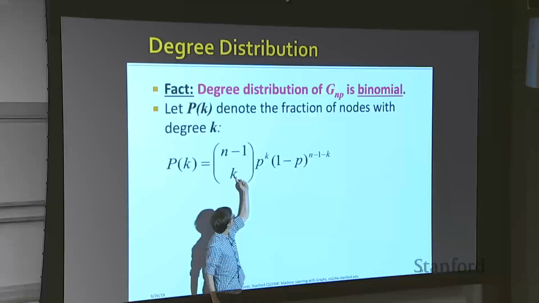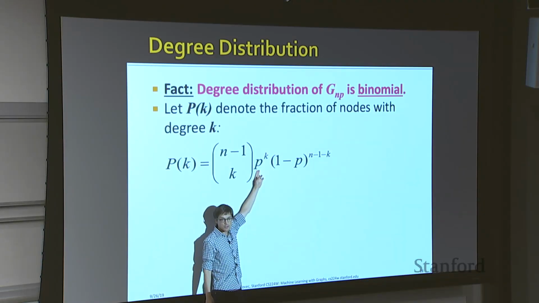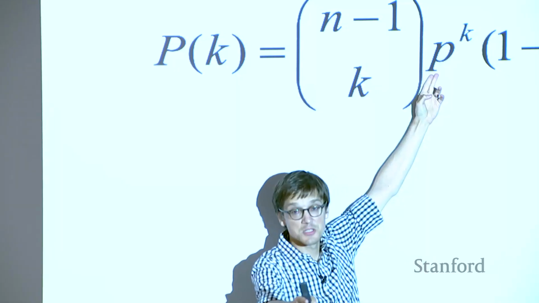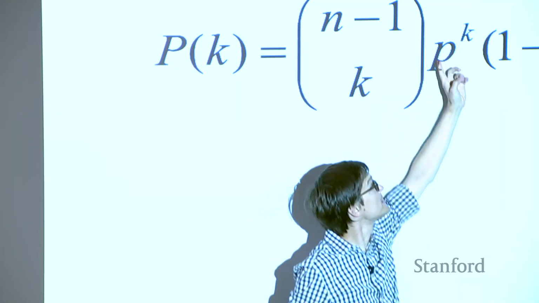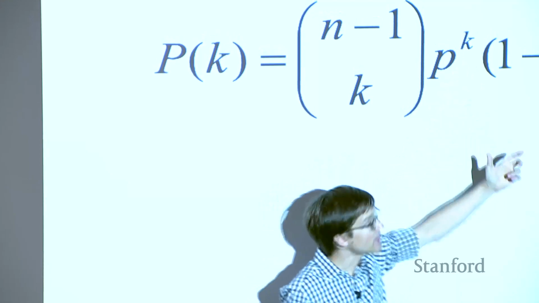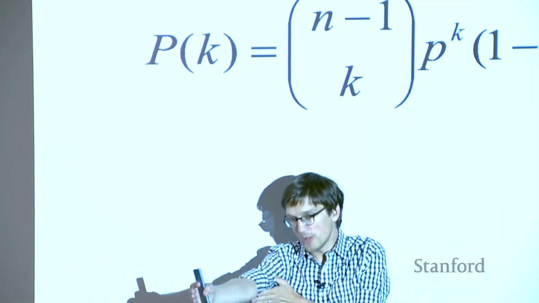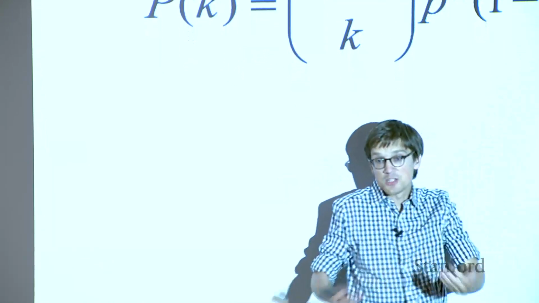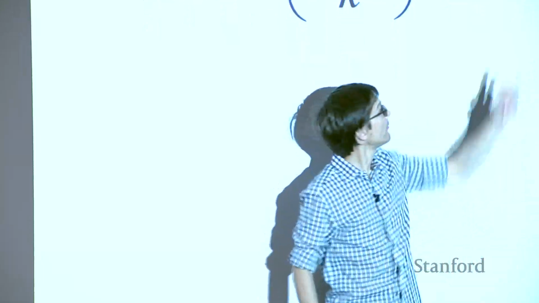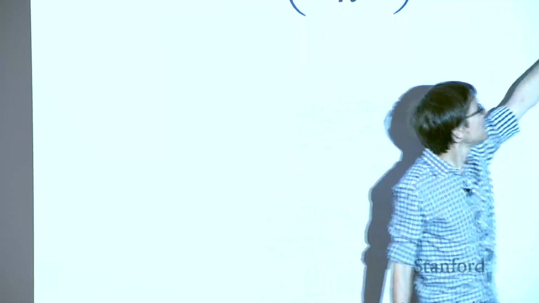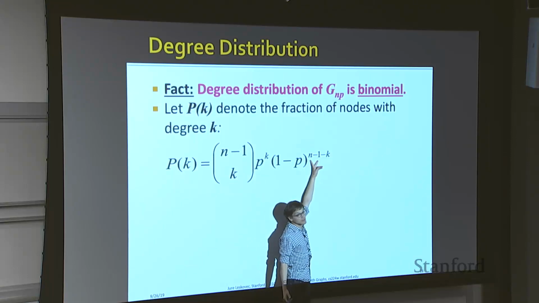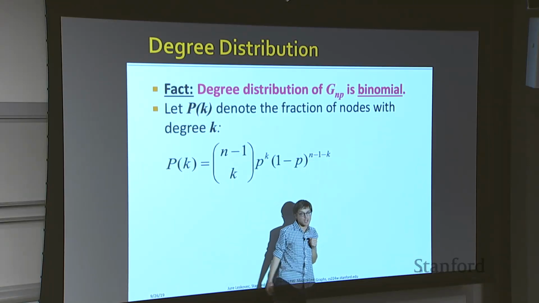And then for these k nodes, I have to create a connection to each one of them. The probability of connecting to one of them is p, but because there are k of them, it is p to the k. And then to all the other nodes, I must not create a connection. The probability of not creating a connection is 1 minus p. And how many such nodes are there? There are n minus 1 minus k. Okay?